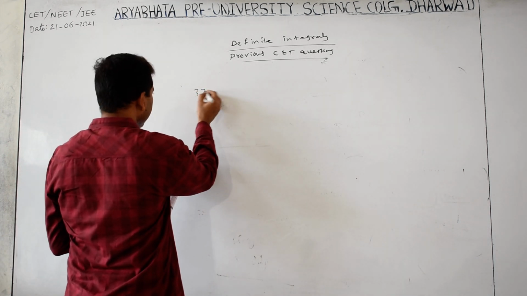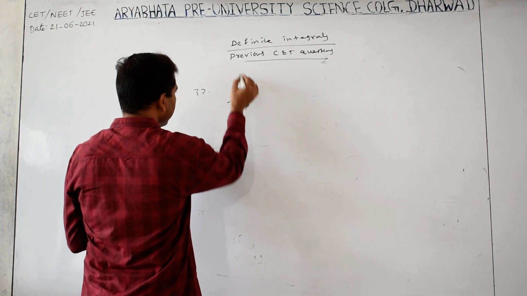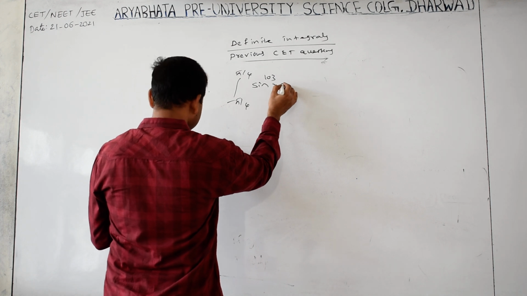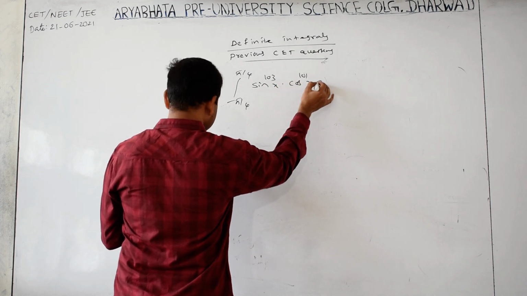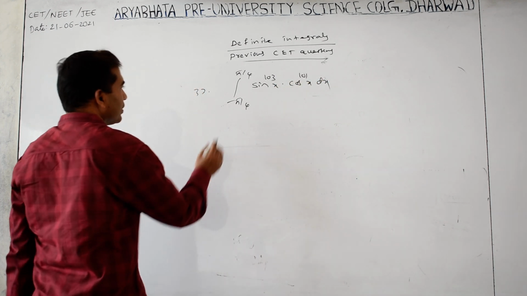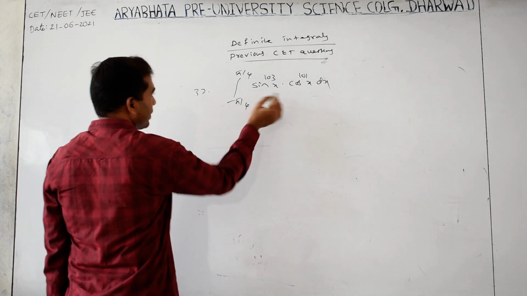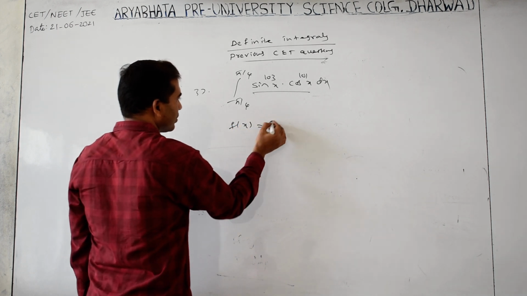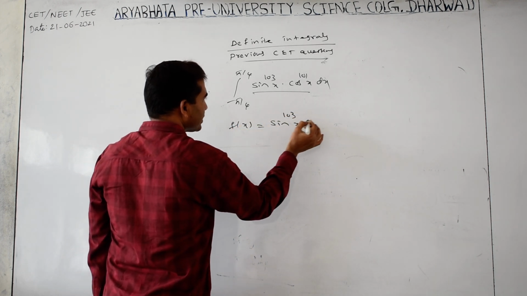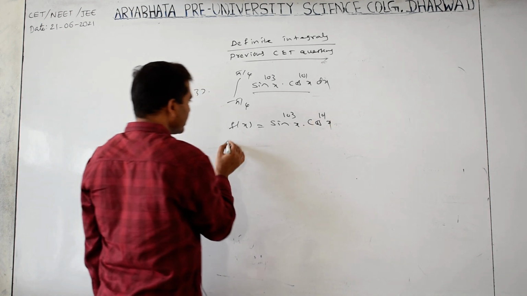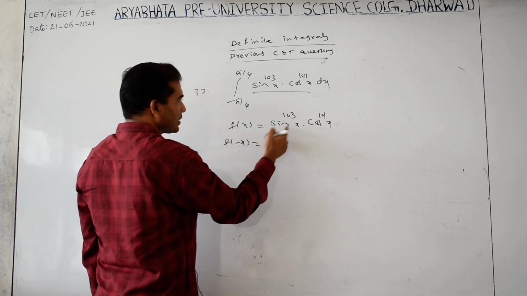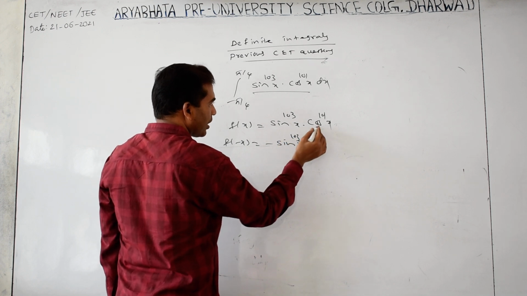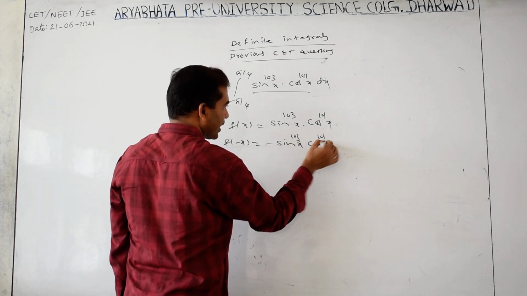Next, question number 37. Integration from minus pi by 4 to plus pi by 4 of sine of 103 x cos power 101 x dx. Here also we have to check whether it is even or odd, because the limits are the same with opposite signs. f of x equals sine of 103 x cos power 101 x. Put x equal to minus x. Sine of minus 103 x is minus sine of 103 x. Here also cos of minus x is cos of 101 x.